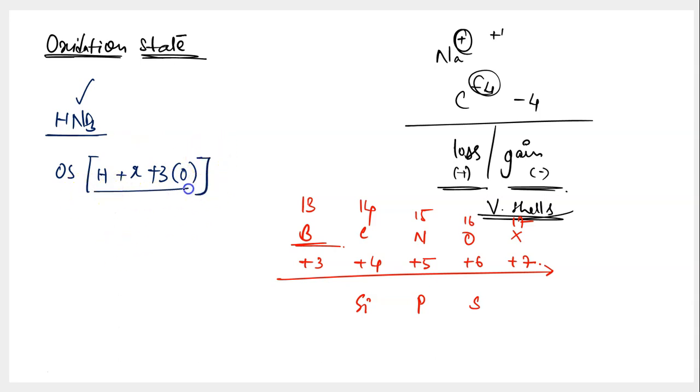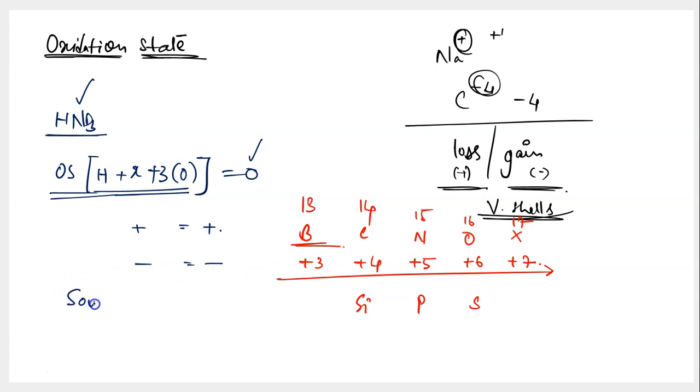The sum of oxidation states of all the elements present in the given molecule is equal to 0. Remember, I'm talking about a molecule over here which is neutral. In case you're talking about a cation or anion, then the sum of oxidation states must be equal to the net charge that you have. So the sum of oxidation states of all the atoms present in the given molecule is equal to 0; for a given cation it is equal to whatever cationic charge you have; for a given anion it is equal to whatever anionic charge you have.